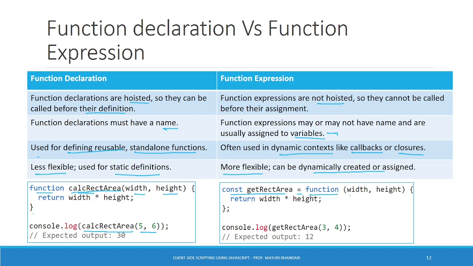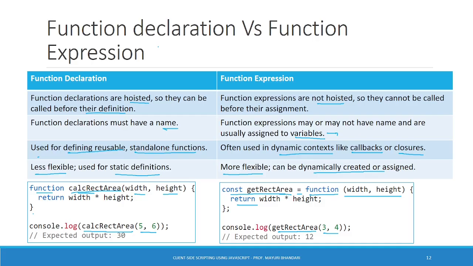Here we have not given any name, directly given parameters to the function followed by function body. Now how to call this function? By using this variable. So here you can see we have used that variable getRectArea to call the function and we have passed the parameters. Many times this question is asked in exam to differentiate between declaration and expression.